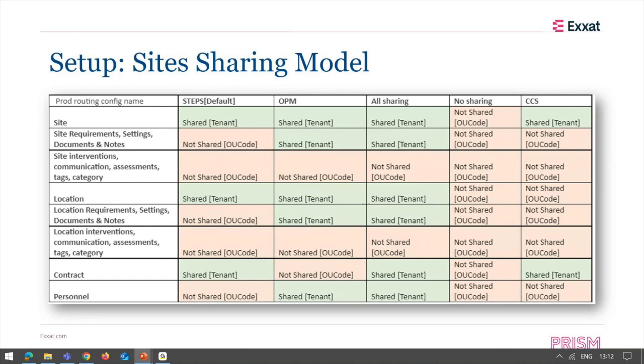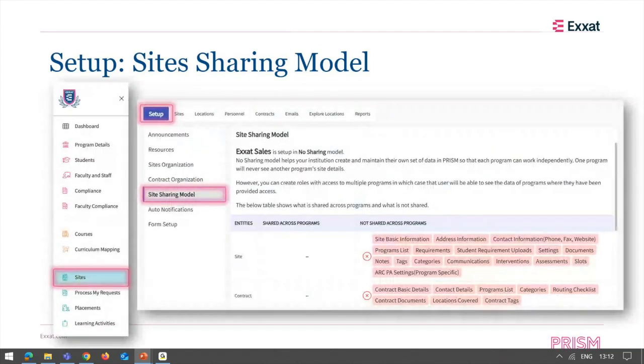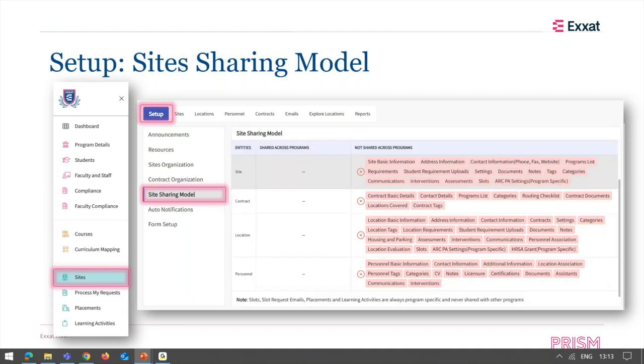If your institution or your program opts for a non-sharing model, and you need to know which model your program is on, when you log into your account, under setup, you have this tab which says site sharing model. There you can see whether the information is being shared across programs or not. If it is being shared across programs, on the grid, you will be able to see all the details which are being shared.